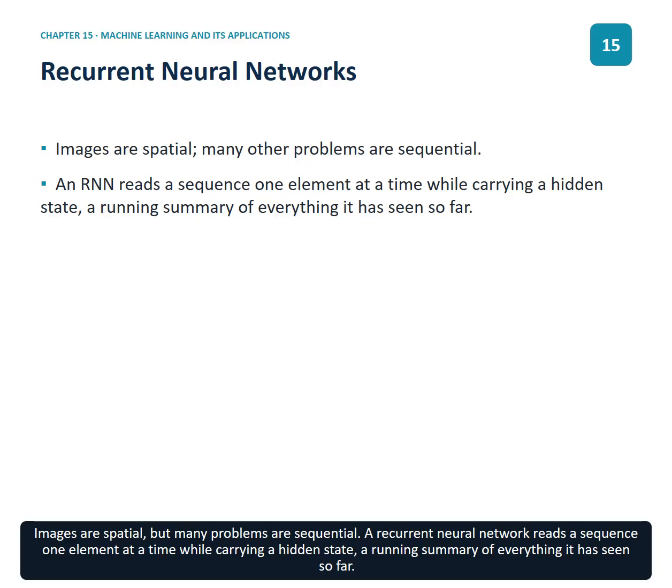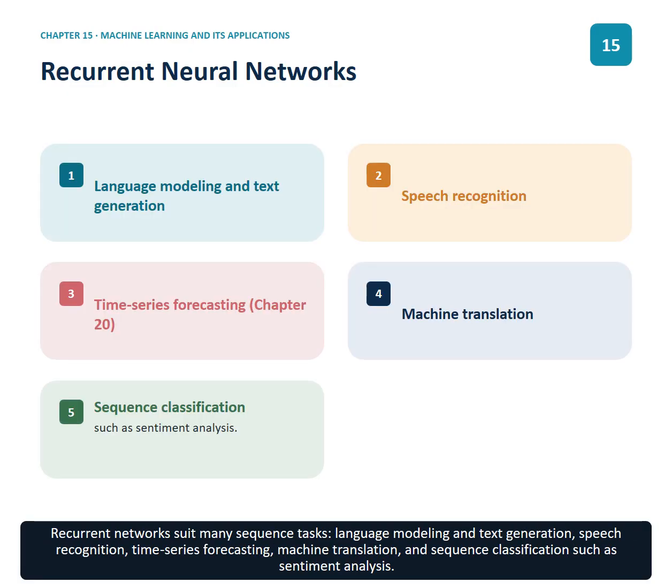Images are spatial, but many problems are sequential. A recurrent neural network reads a sequence, one element at a time, while carrying a hidden state, a running summary of everything it has seen so far. Recurrent networks suit many sequence tasks: language modeling and text generation, speech recognition, time series forecasting, machine translation, and sequence classification, such as sentiment analysis.